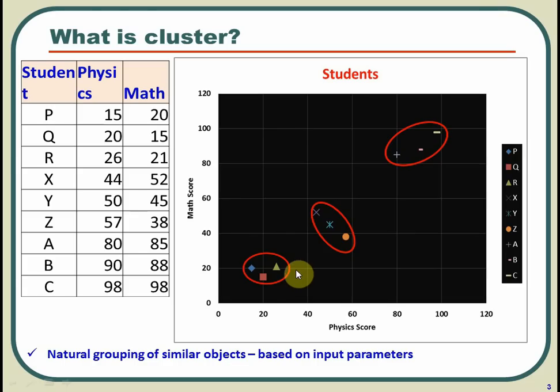So the natural grouping you are seeing is based on these input parameters, and based on these input parameters it has one property: that they are homogeneous within and heterogeneous across. Heterogeneous across means any object of this cluster is very dissimilar to any observation of this particular group.